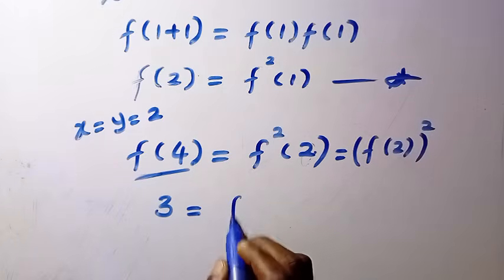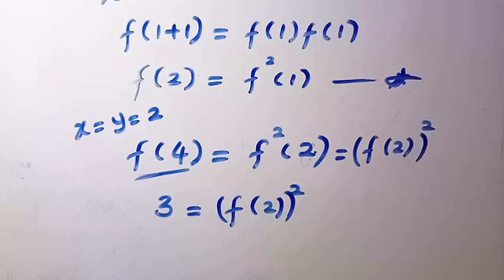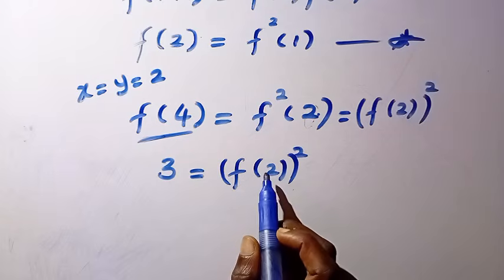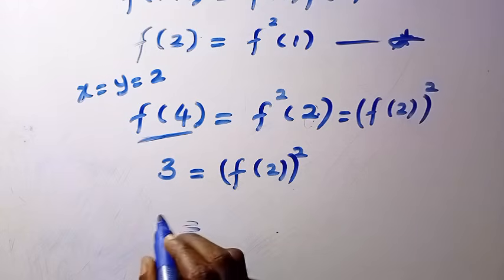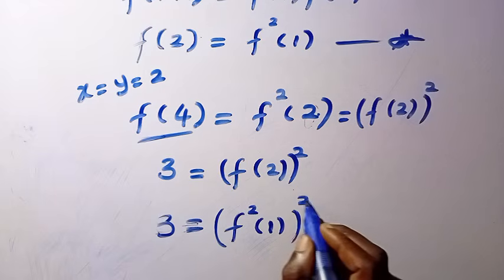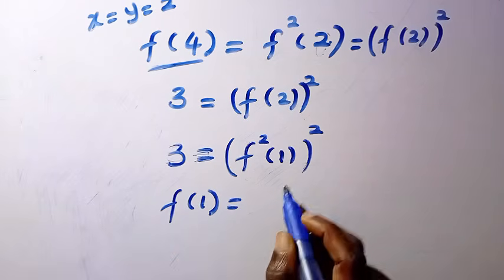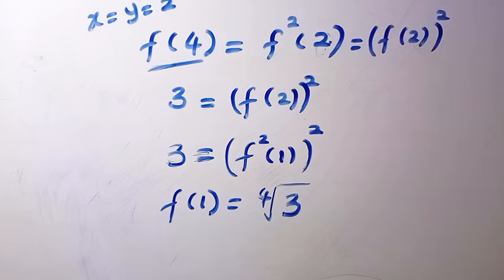And f of 3 equals f of 2, then all raised to the power of 2. In terms of f of 1, f of 2 here gives us f squared of 1. By replacing it, we have 3 equals f squared of 1, all raised to the power of 2. So therefore, our f of 1 is given as the fourth root of 3. So this is a very important information that we need here for f of 1.